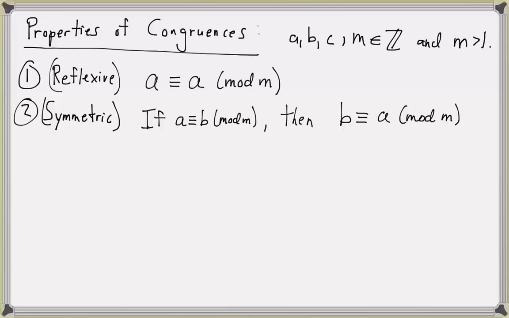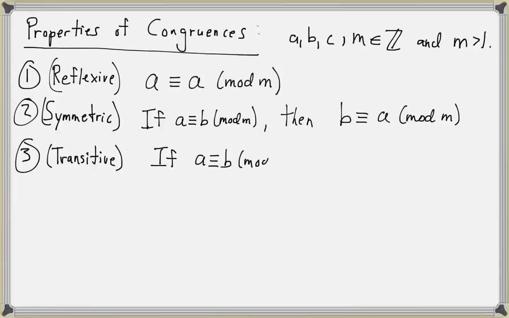Third, congruences are transitive. Which states that if a is congruent to b, mod m, and b is congruent to c, then a is congruent to c, mod m.